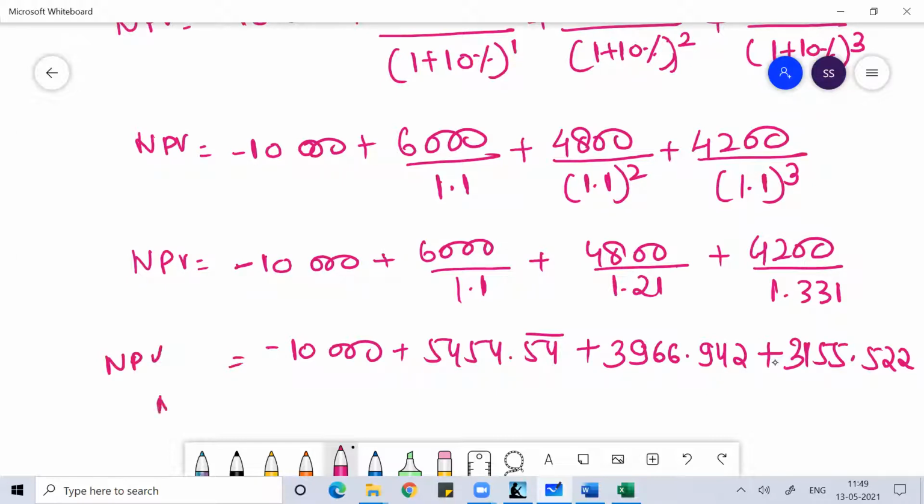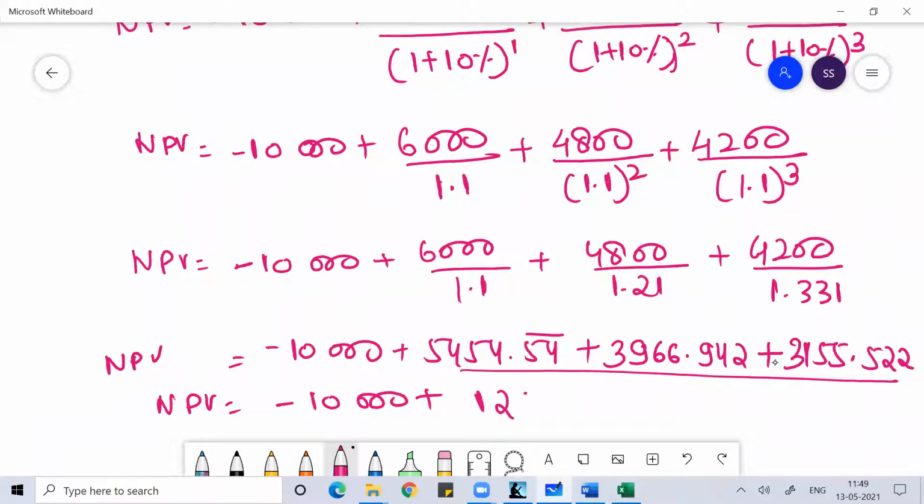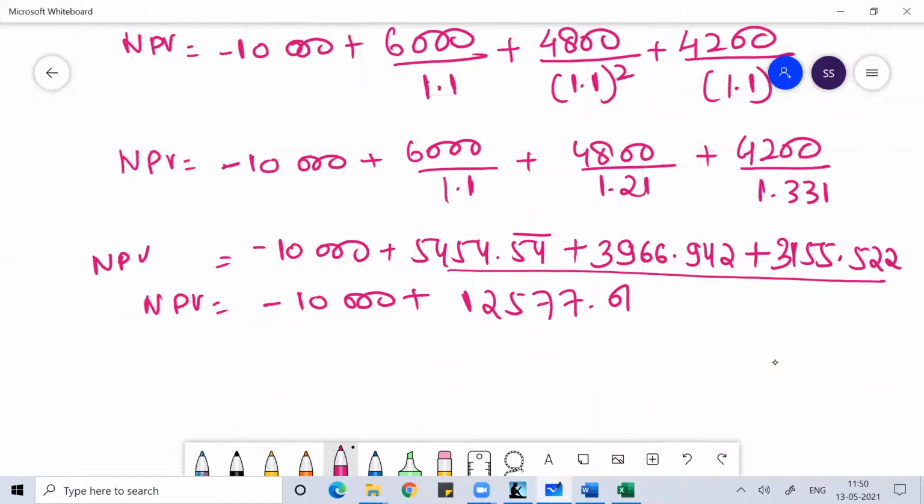So with this, NPV of this project will be minus 10,000 plus the sum of this. If I do the sum of this, I will get 12,577.01. So you can find the NPV of the project, that is 2,577.0. So that is the NPV of the project.